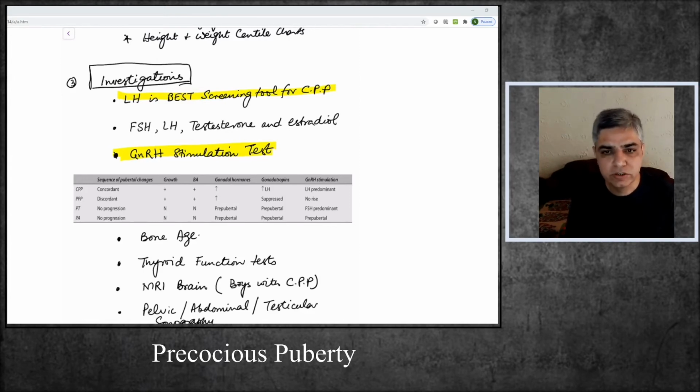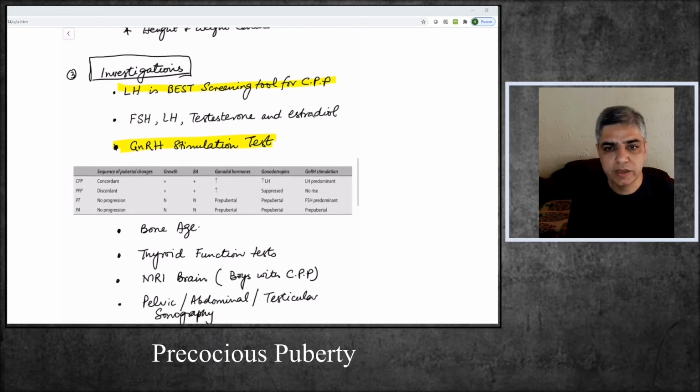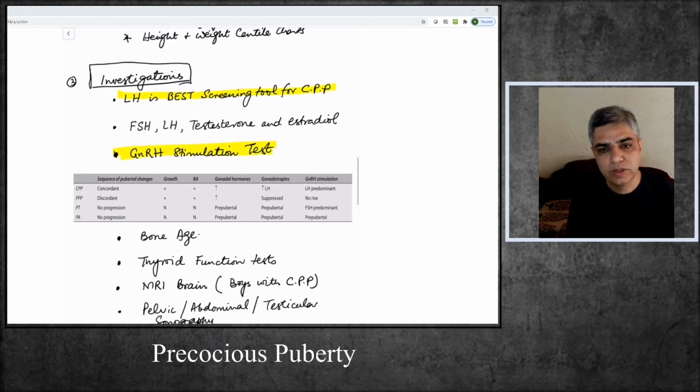So when you do the gonadotropin releasing hormone stimulation test, you give the gonadotropin releasing hormone or one of its analogs to the child who is being investigated, and once you have given that, you measure the level of the pituitary hormone, especially the luteinizing hormone. If there is central precocious puberty, what would happen is that once you have done the stimulation test, there would be a rise in LH. So once you've done that and you see a rise in LH level as compared to the baseline, you can say that this is central precocious puberty.